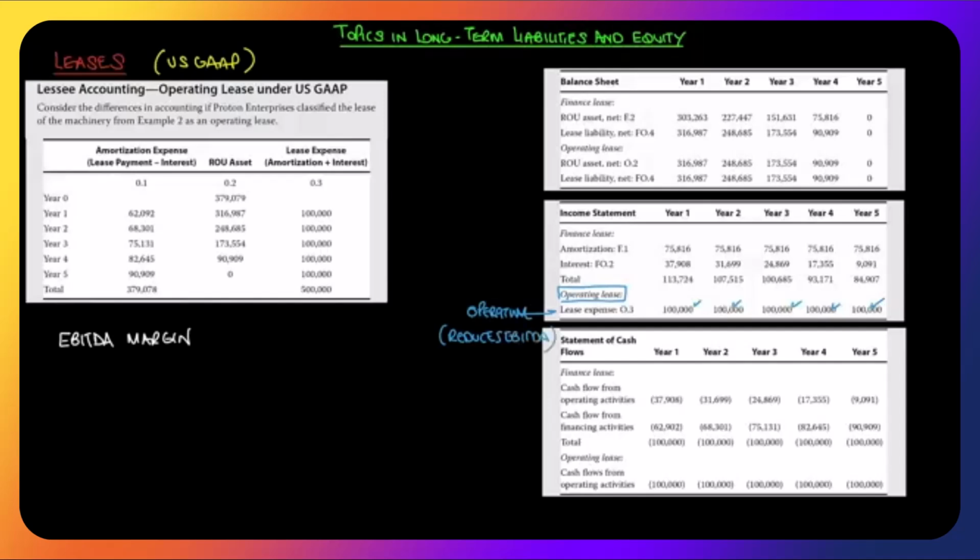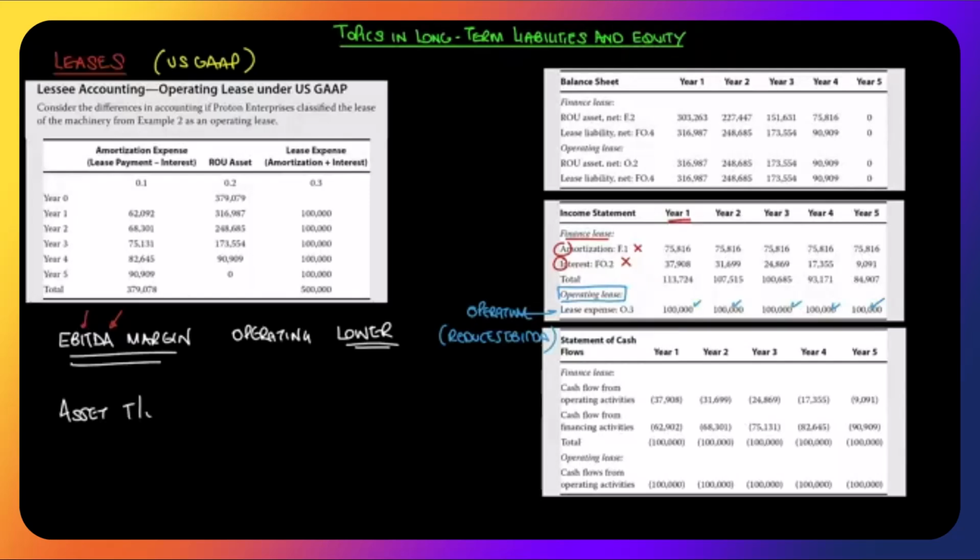If, on the other hand, I'm looking at a finance lease, 75,816 just to take year 1, 75,816 is amortization. If we're looking at EBITDA, EBITDA is not impacted by amortization. Obviously, it's before amortization. And interest is the rest, the 37,908. EBITDA is before interest. So neither the amortization nor the interest will hit EBITDA. Therefore, if I treat this as an operating lease, that margin will be lower.